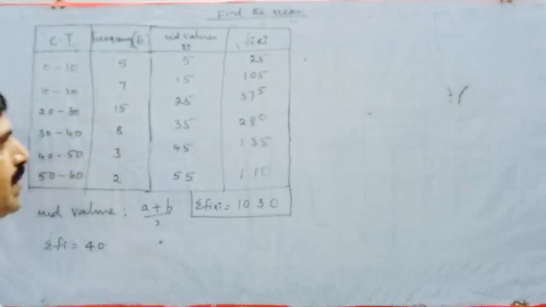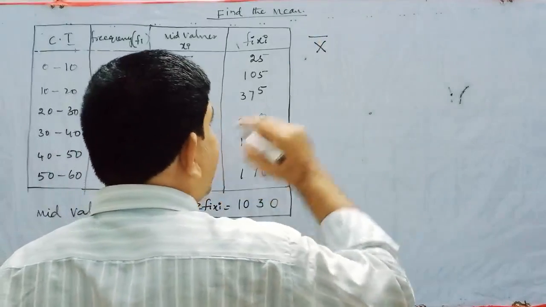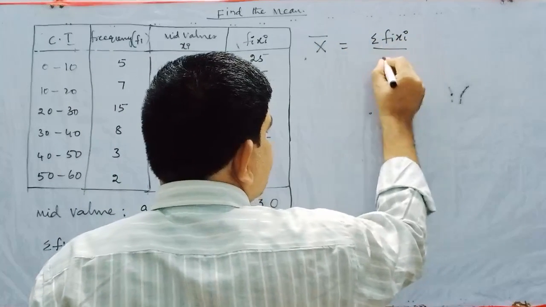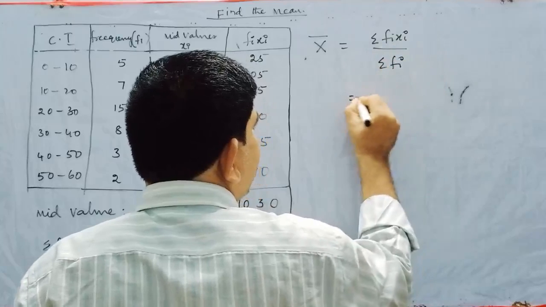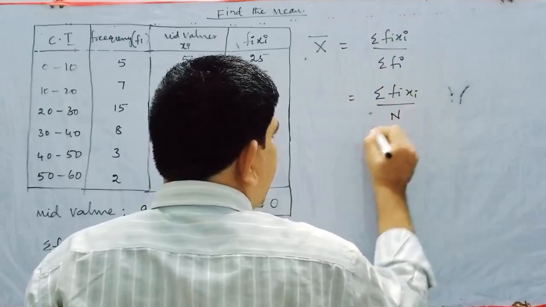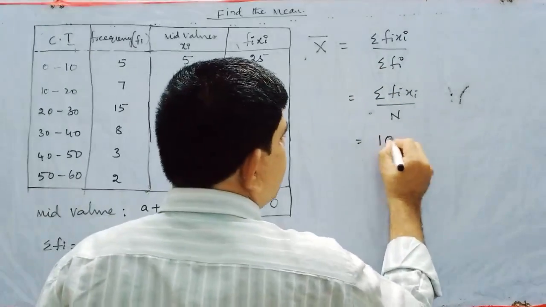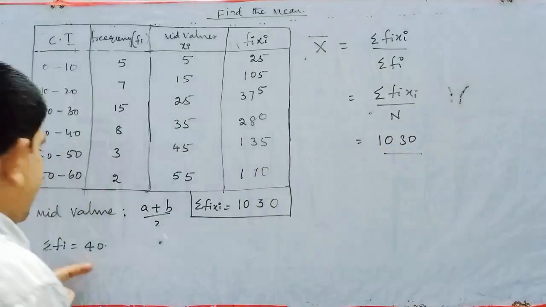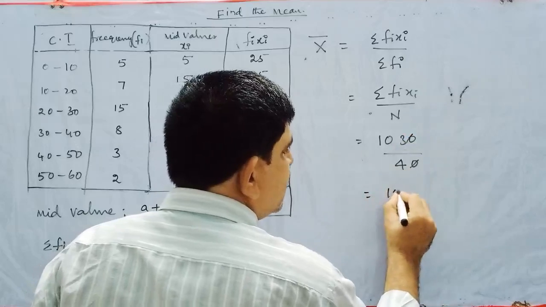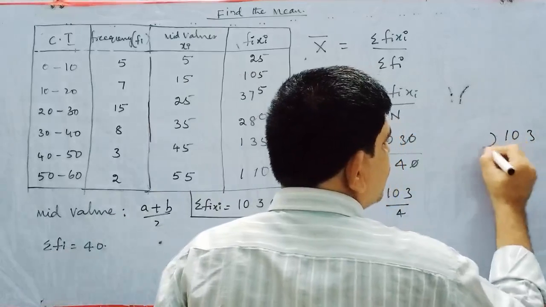Okay. Now we have to find x bar. Arithmetic mean x bar is equal to sigma fi xi by sigma fi. So this is nothing but sigma fi xi by n. Okay. Now sigma fi xi is how much? 1030. 1030 by n is equal to 40. So 0 0 gets cancelled. 103 by 4.